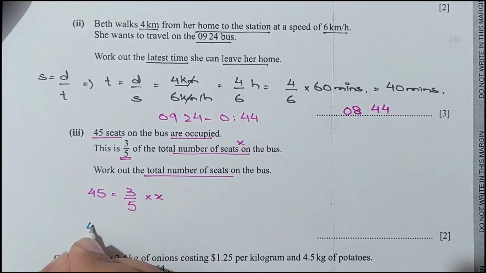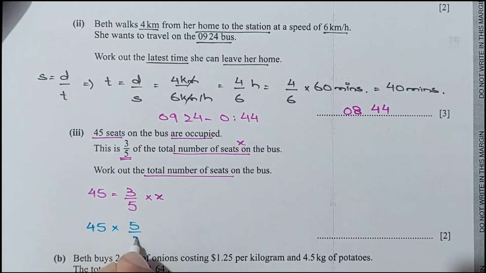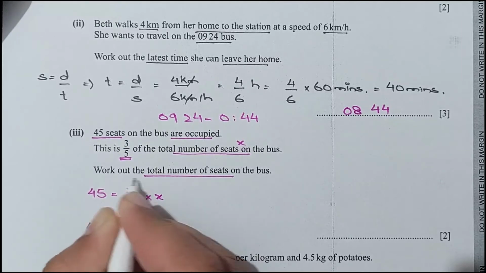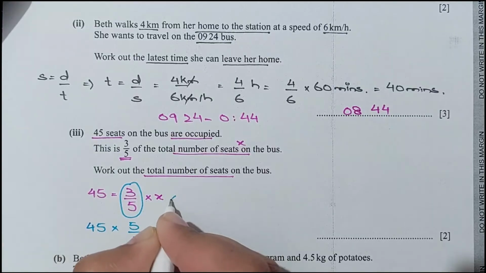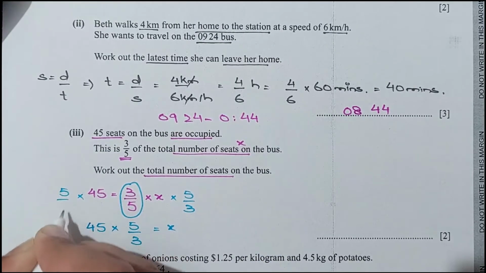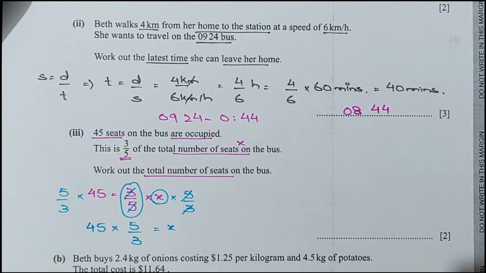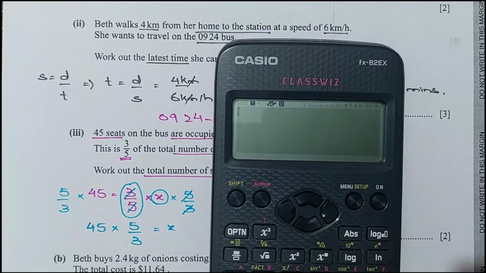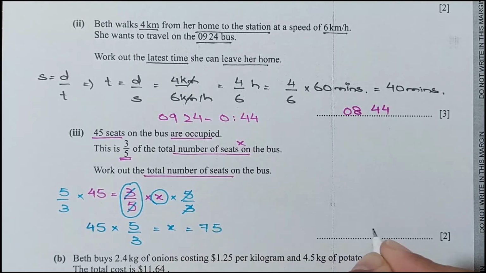To solve for x, we can say 45 multiplied by the reciprocal, which is 5 over 3, equals x. To solve for x, you have to get rid of this fraction. So you multiply by the reciprocal of this fraction on both sides, which is 5 over 3. So 5 cancels with 5, 3 cancels with 3, and you are only left with x. So 45 times 5 divided by 3 is 75. So the x value is 75. The total number of seats in a bus is 75.